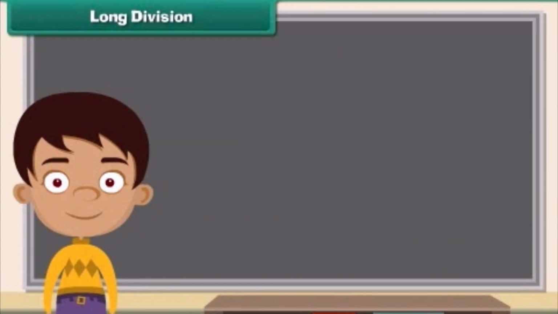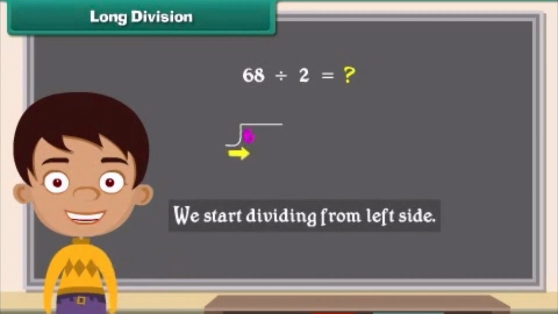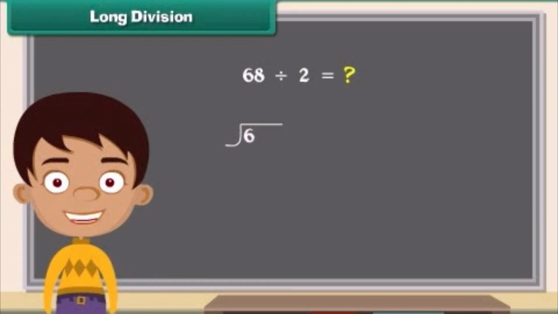Long division. We will now divide 68 by 2 by the long division method. For this, we write 68 divided by 2 as shown on screen. Look at the first number from the left side in 68. It is 6. We start dividing from the left side. First, we will divide 6 by 2. 6 divided by 2 is 3. So, we put that 3 right above the 6.